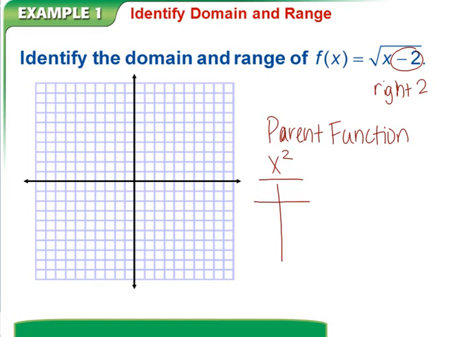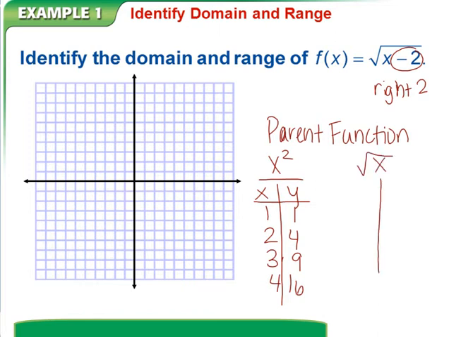So x squared, if we were to make a table, if we put 1 in there, we get out 1. If we put 2 in there, we get out 4. If we put 3 in there, we'd get 9. And 4, we would get 16. Since square root undoes a square, it's considered its inverse, meaning that the x and y just switch places. So 1, 2, 3, 4 now goes in your y column, and 4, 9, 16 goes in your x column.